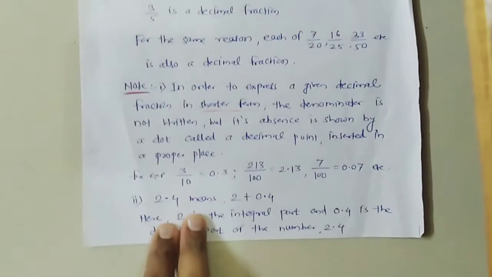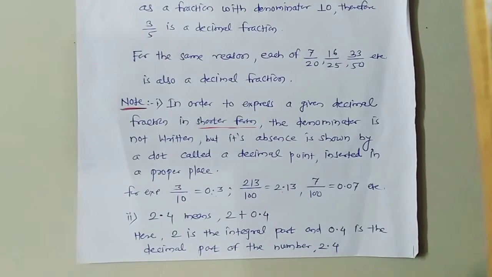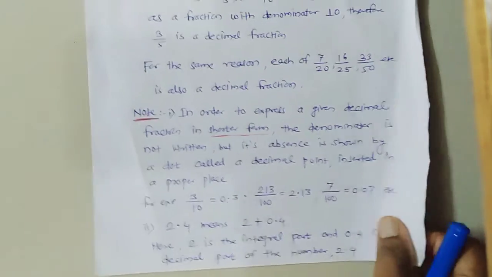Now another important point. This is a decimal fraction 2.4, means you can write 2 plus 0.4. So here 2 is the integral part of the decimal fraction or decimal number, and 0.4 is the decimal part of the number 2.4.